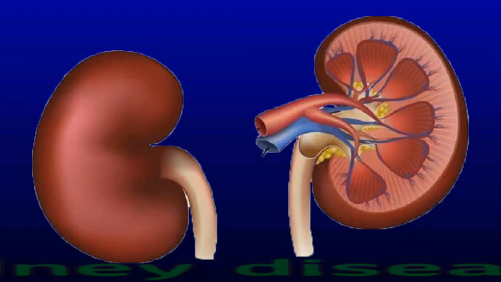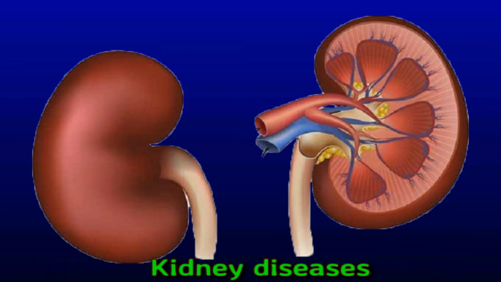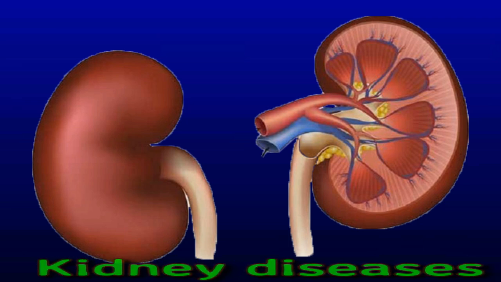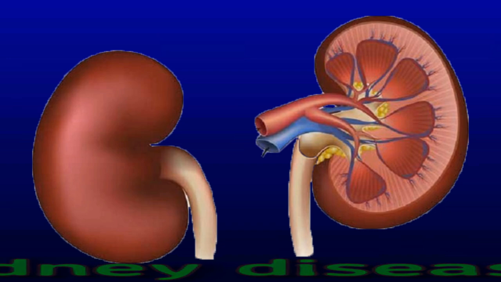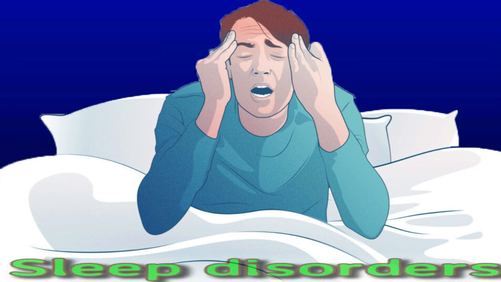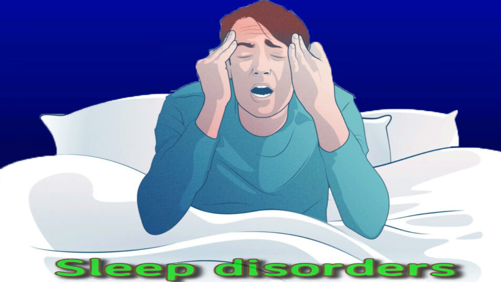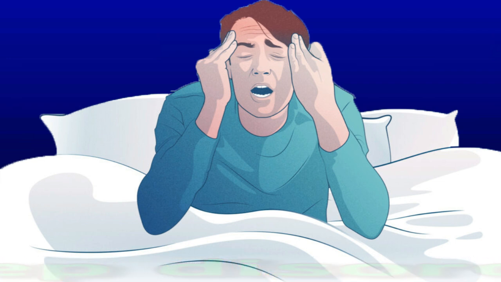Kidney diseases. Problems with kidney function can cause metabolic waste products such as creatinine to build up in the muscles. This buildup can lead to muscle twitching and weakness. Sleep disorders. Sleep disorders such as narcolepsy and insomnia can result in daytime muscle weakness and fatigue.